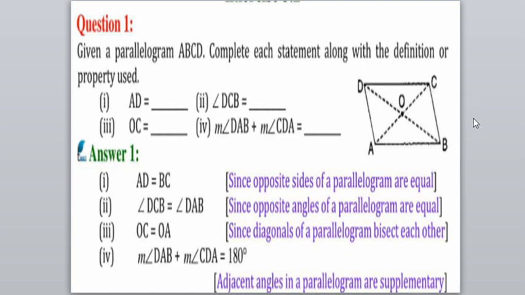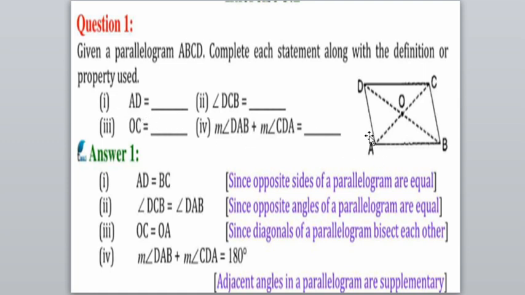So here ABCD is a parallelogram. The total number of sides is 4, the total number of angles is 4, and here 2 diagonals are present. The first diagonal is AC and the second diagonal is BD, and these diagonals bisect each other here at point O. Now the first statement is given: AD is equal to dash.